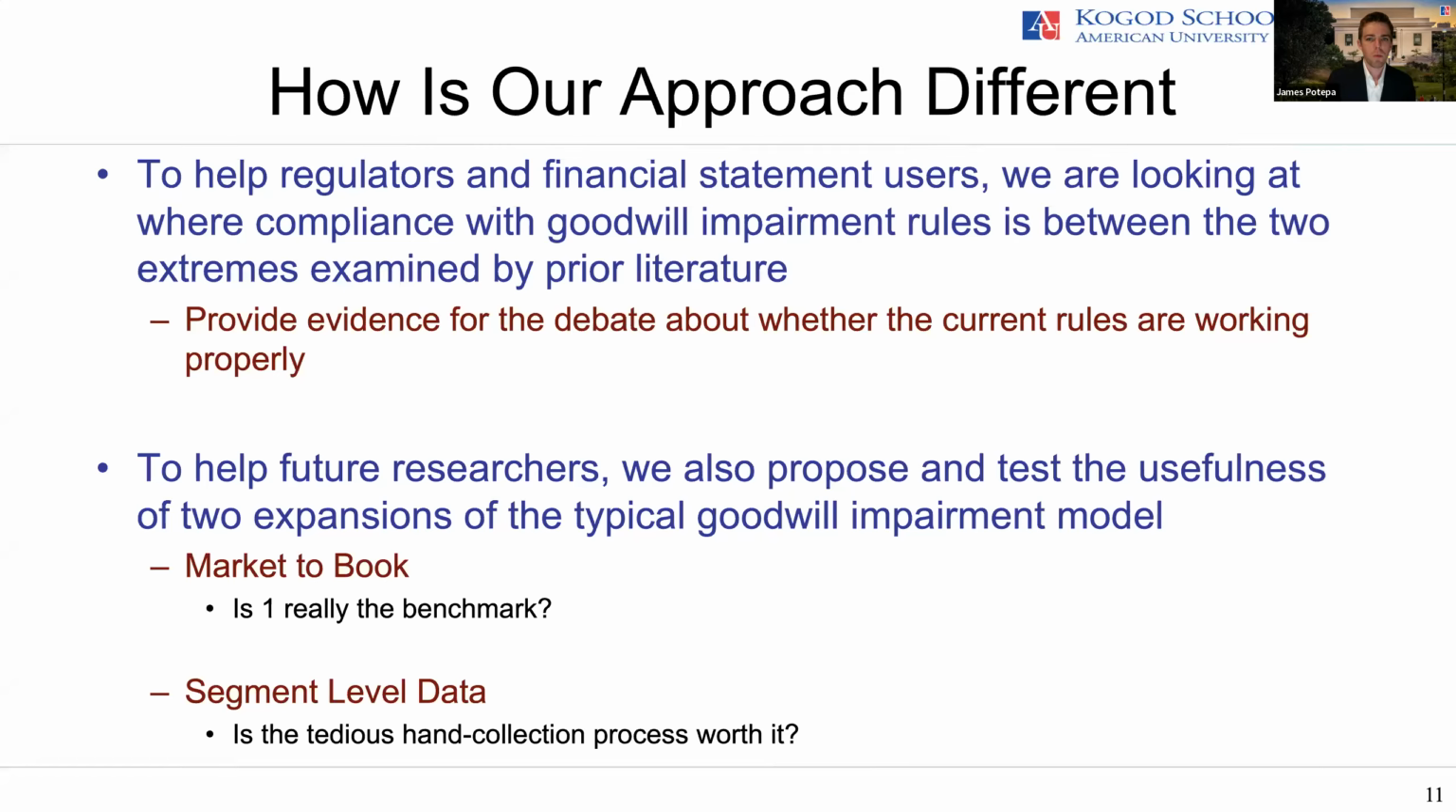So I think we went over the first bullet point here. For the second, to help future researchers, we propose and test the usefulness of two expansions to the typical goodwill impairment model. We look at market to book and we look at segment level data. With market to book, we're asking, is one really the benchmark? This is what's typically used in prior papers.